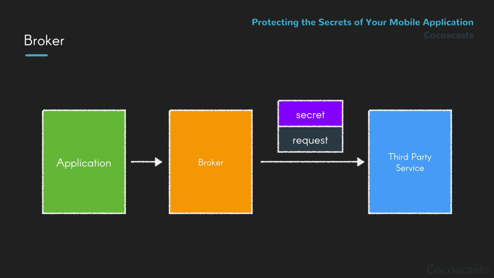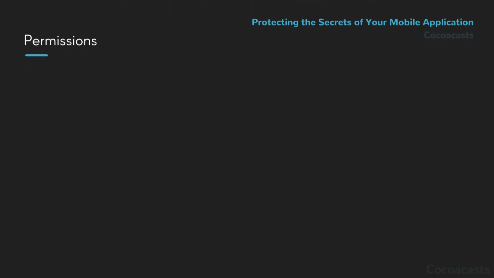The attacker could read the data that is being sent, and they could even send data to the third-party service. But they don't know which third-party service the application notifies. The attacker has no way to access a secret either. Only the broker can access and use the secret. I have to admit that this solution is more advanced, and it requires a backend, but the benefits are well worth the investment.